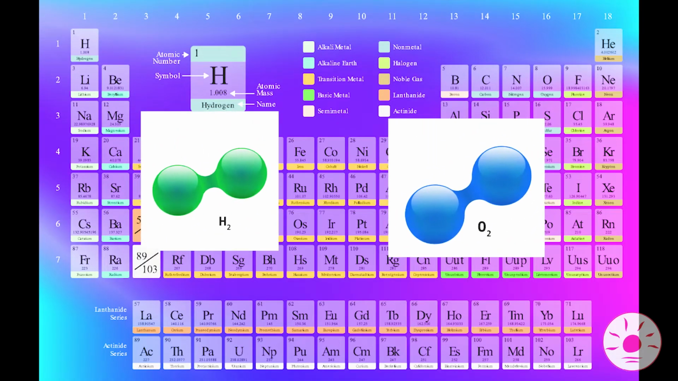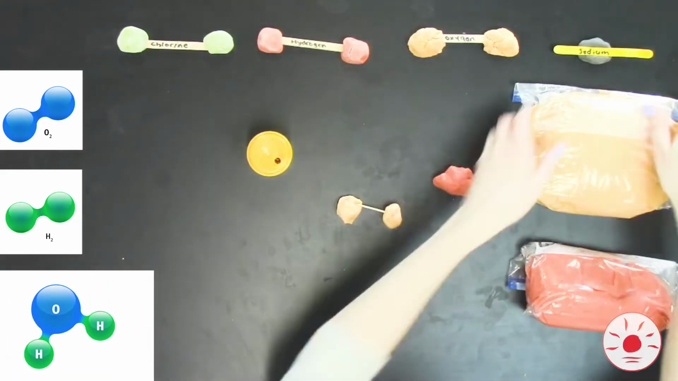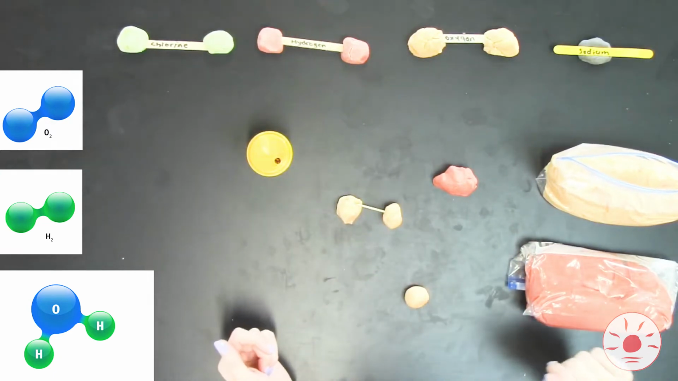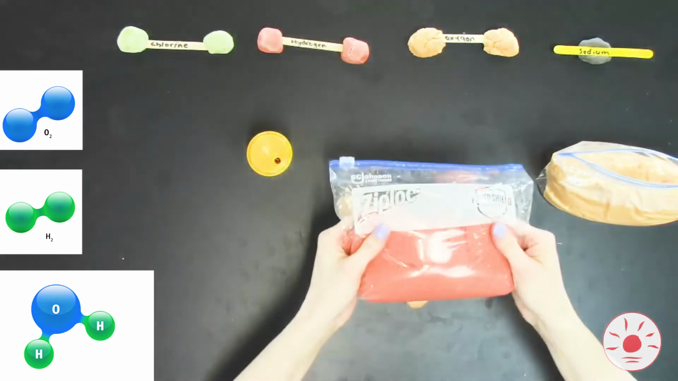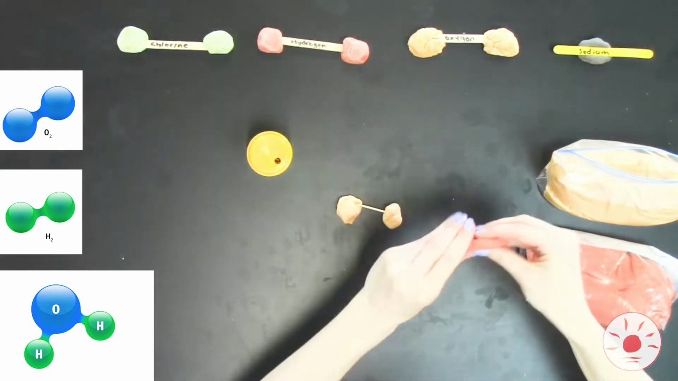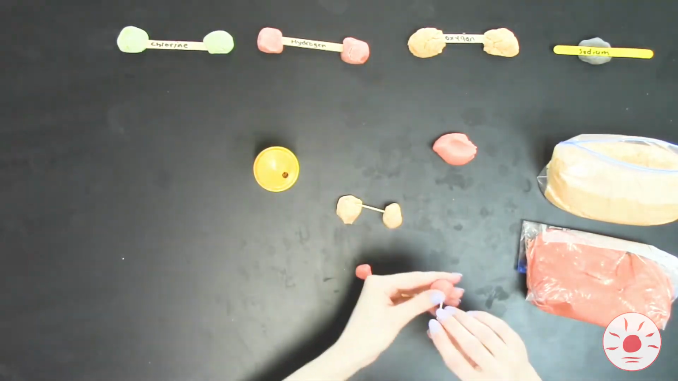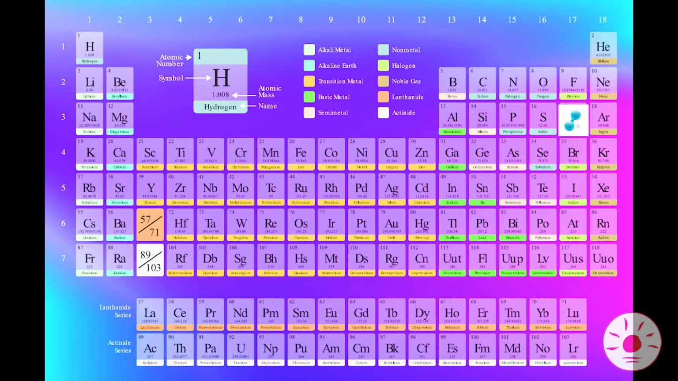So now we're going to try and build H2O. We're going to roll out another oxygen molecule, and then we are going to roll out 2 hydrogen molecules, and we're going to use red Play-Doh for this one. It's H2O, it's water. Now let's try another example.